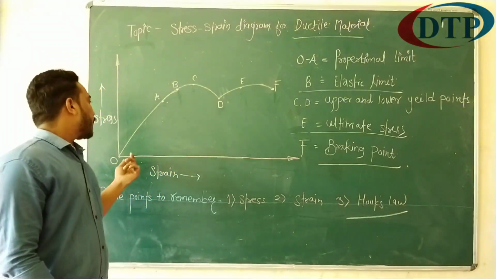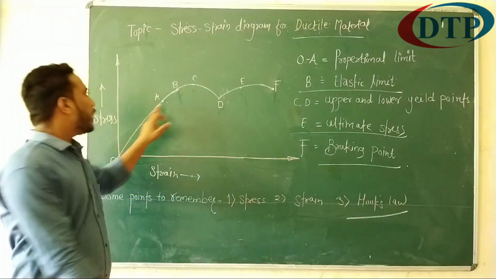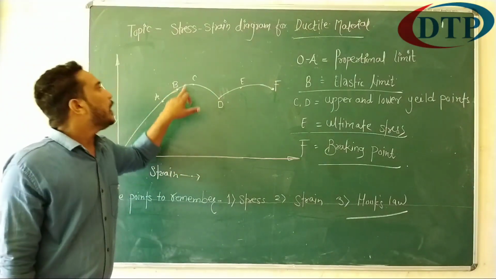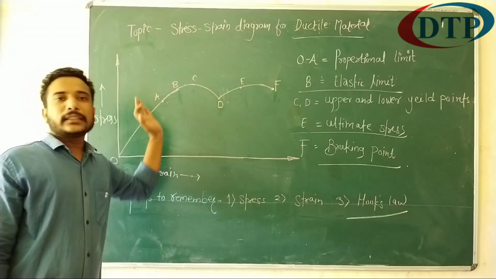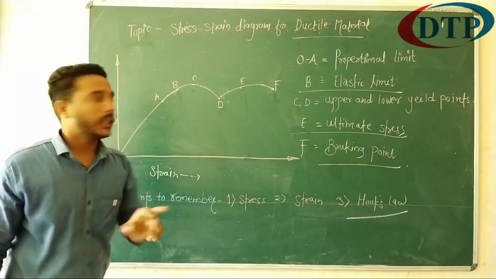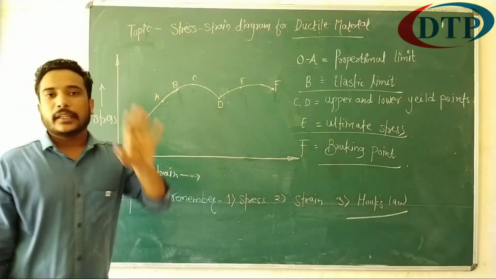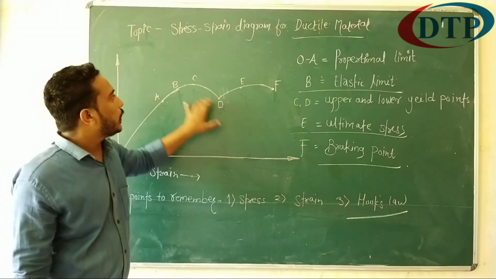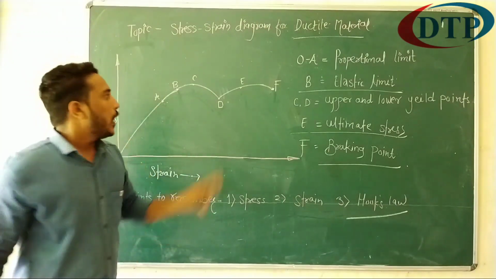So there are six points. From O to A there is a proportional limit. Point B is the elastic limit. Up to point B there are elastic properties. After point B, the plastic stage starts. Points C and D give the data about yielding. That means the total plastic stage is done.